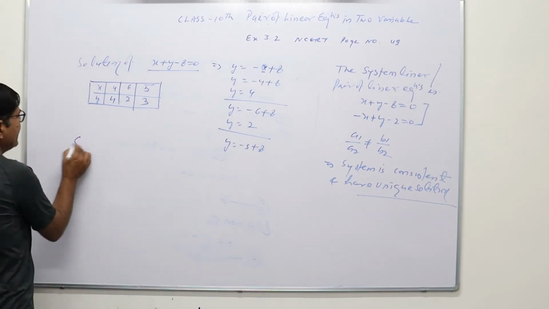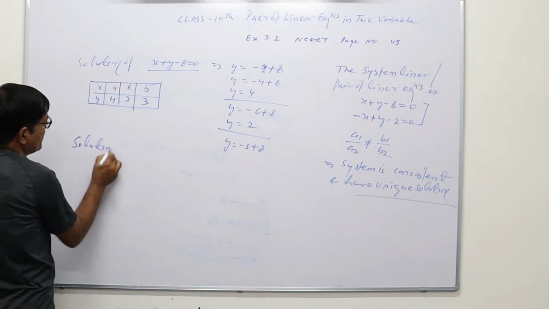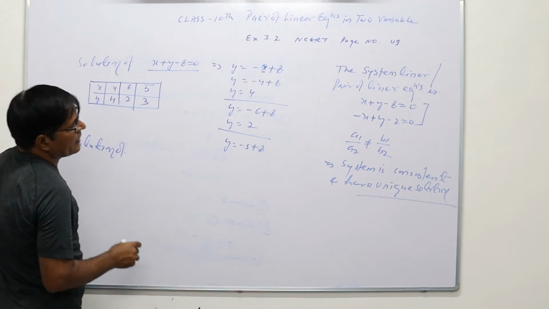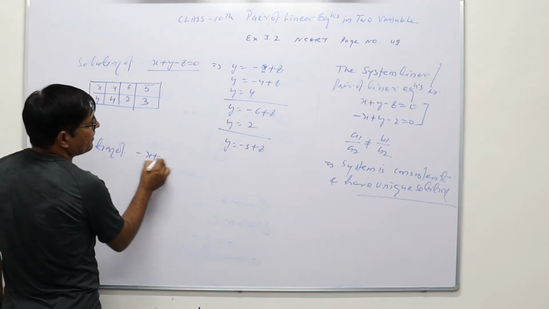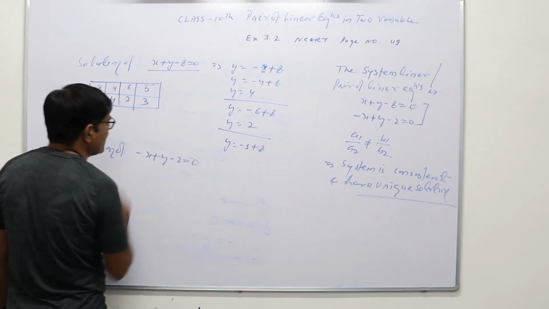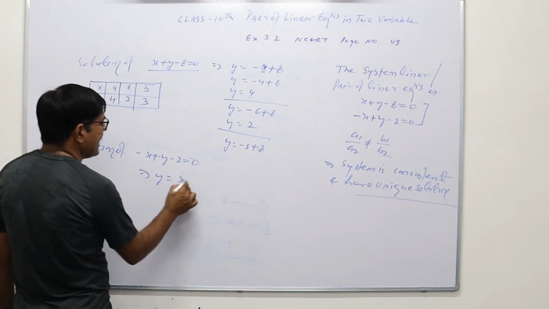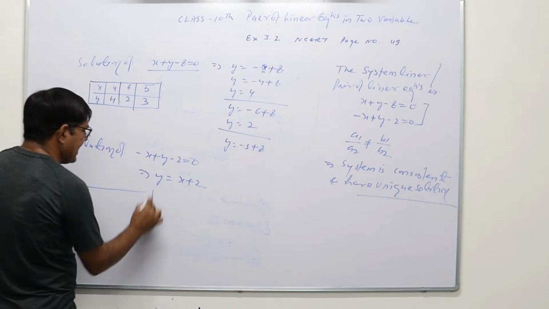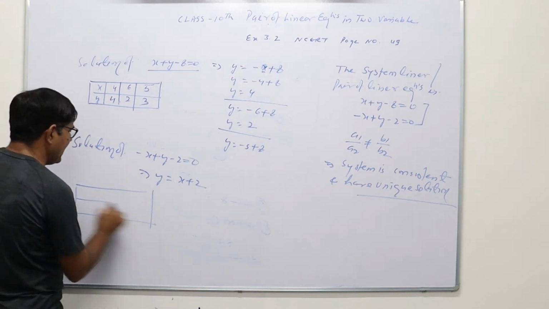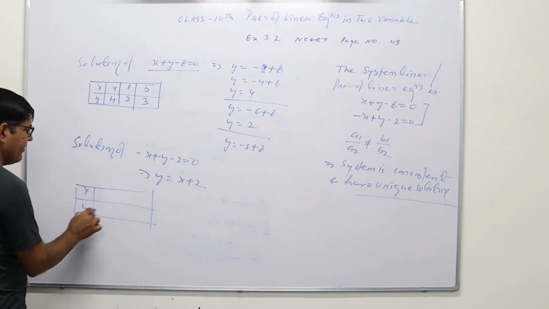Now the solution of the second equation, -x + y - 2 is equal to 0. So here y can be expressed as x + 2. So take again 3 sets of solution. Let us suppose this is x and y.